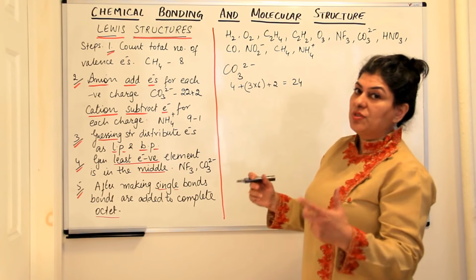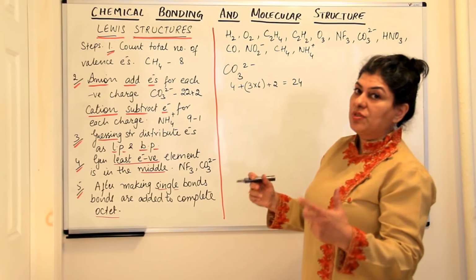So what is done? One of these pairs moves from here and comes between carbon and oxygen to make a double bond, and still carbon has only 6. So one of these pairs also moves here to form a triple bond. So carbon monoxide would have a structure like this, with carbon and oxygen in a triple bond. So that was carbon monoxide.